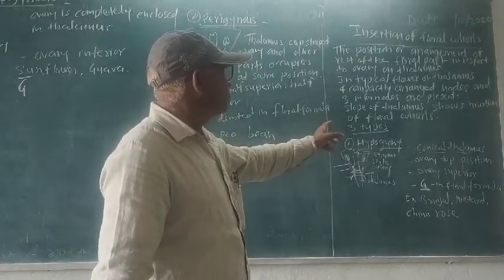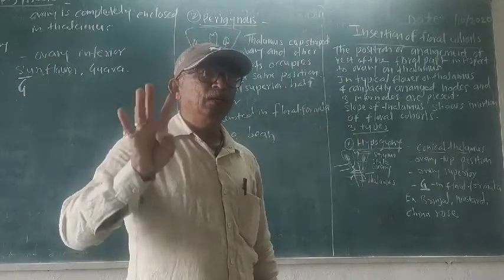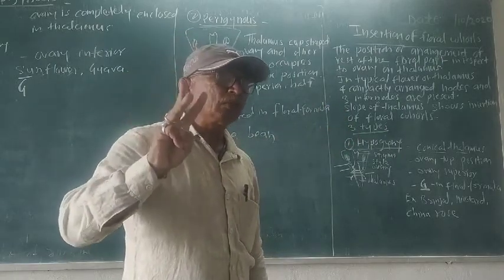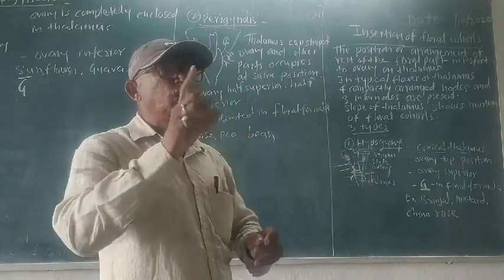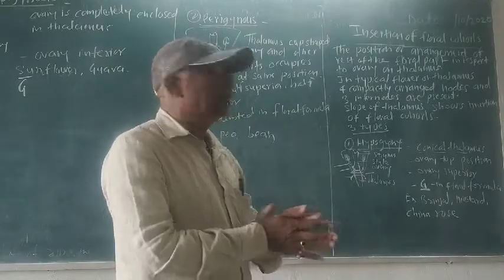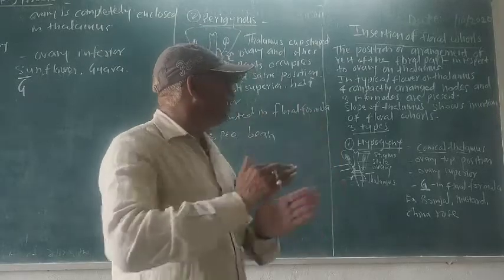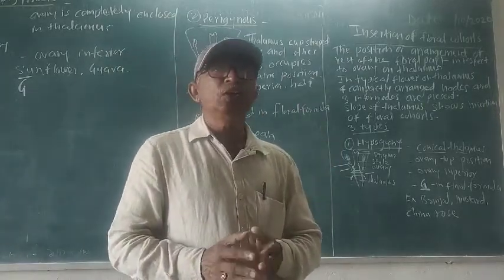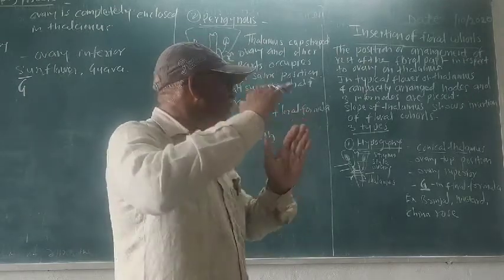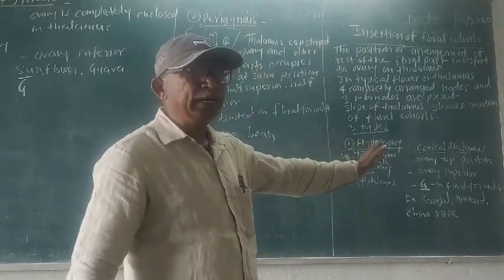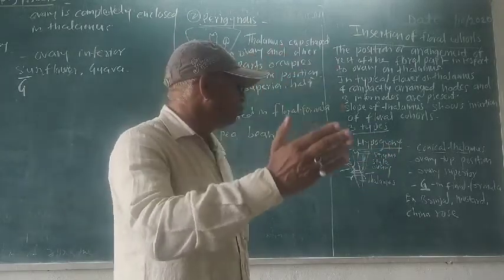In the first case, before repeating, we know that the thalamus has, in typical flowers, four nodes and three internodes. And on these nodes, in a circular manner, floral leaves are arranged. So they are called whorls. We know that the slope of the thalamus shows insertion of the floral whorls. When it is conical, it is called hypogyny. Ovary is situated at the top, remaining flower parts at the lower side.